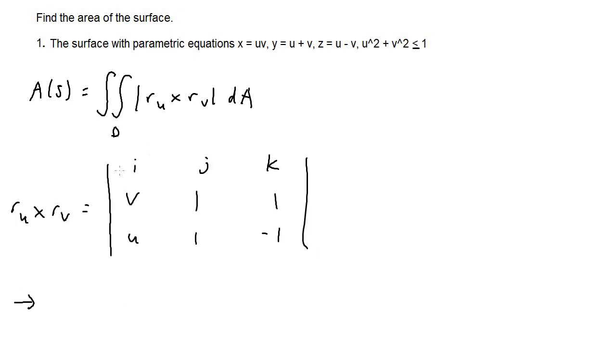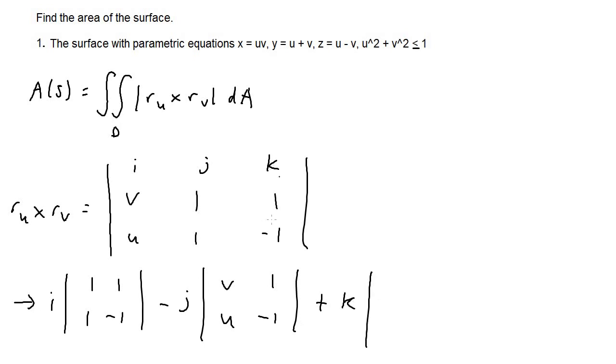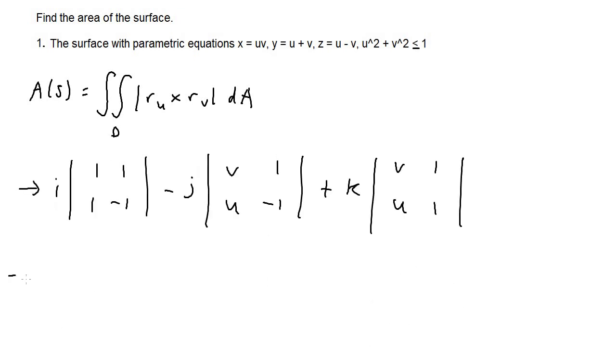So we have the top leftmost term, i, times the smaller matrix. We cross off its row and column. What we have left is 1, 1, 1, -1. Second term is a negative. We have j times the smaller matrix. When we cross off its row and column, what we have left is v, 1 and u, -1. Third term is a positive. We cross off its row and column, and what we have left is v, 1 and u, 1. So now we can go ahead and cross multiply and evaluate.